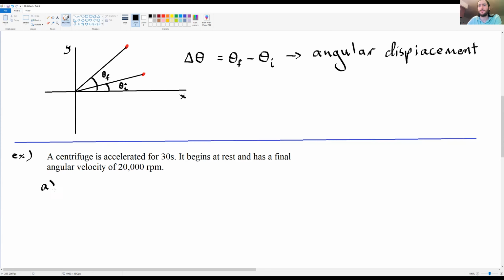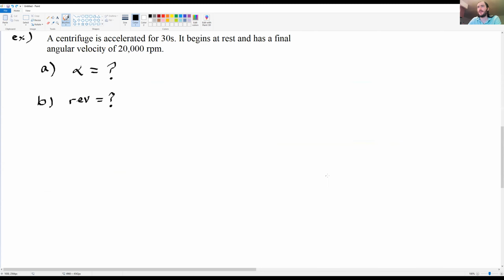And then part A is what is the average angular acceleration? So I'll just write that as alpha question mark. B asks how many revolutions. And then part C asks, oh, actually there is no part C here. So this is the example that we're looking at here.